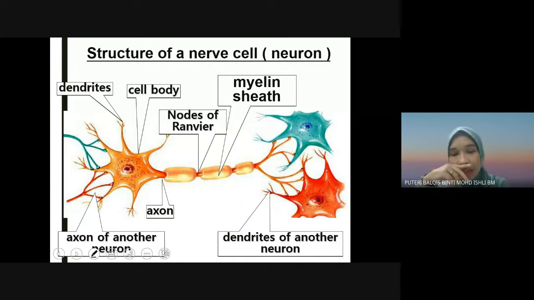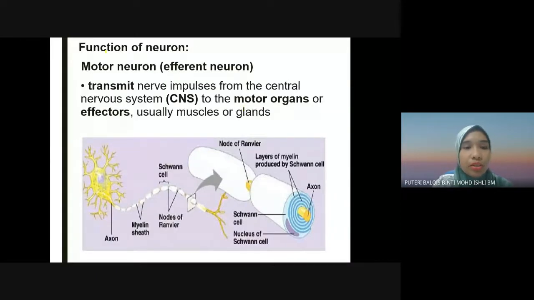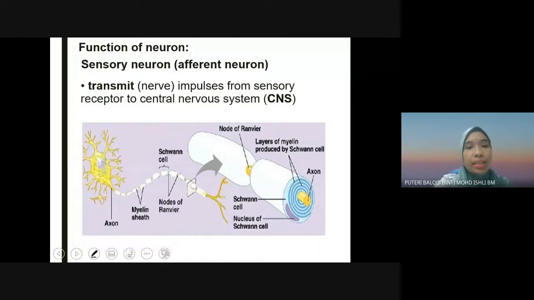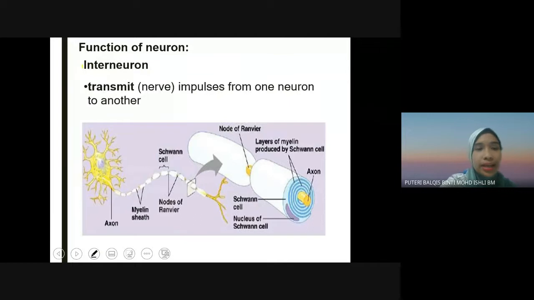Saya rasa tak ada kod dalam lecture note. Okay, tak ada kod. Saya saja je tambah. Okay, untuk revise balik. So it has dendrites, nodes of Ranvier, cell body, axon of another neuron, axon, dendrites of another neuron, and myelin sheath. Okay, function of neuron, boleh tengok lah. Function of neuron, apa setiap satu. Motor neuron ni apa, sensory neuron, and interneuron. Okay, functions of 3 neuron, motor, sensory, inter.